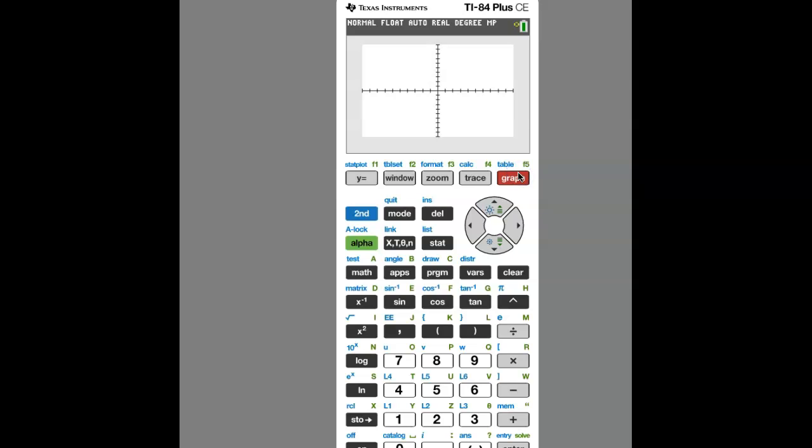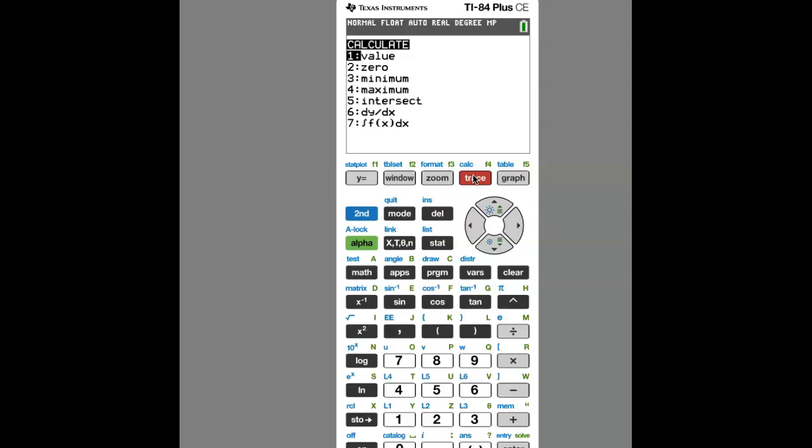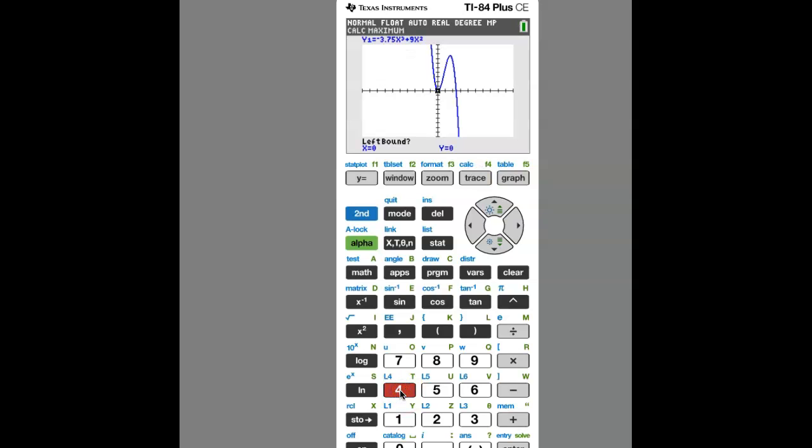Okay, we're going to graph it, and we want to find that max. So second trace, this time we're doing a number 4, maximum. I'm going to arrow to just to the left of my max, hit enter, arrow around the curve, hit enter again, and enter a third time to bypass the guess. So my maximum occurs when x equals 1.6. My y value is 7.68.